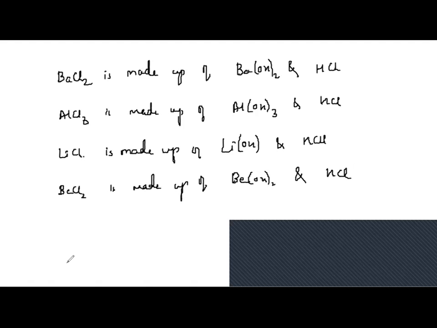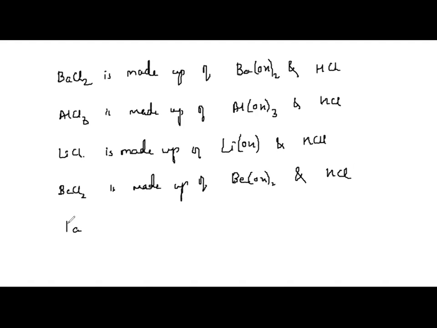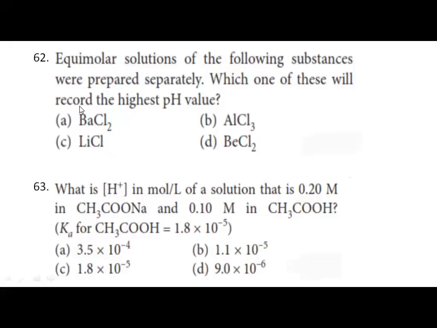barium hydroxide is the strongest base out of all the bases you have seen: barium hydroxide, aluminum hydroxide, lithium hydroxide, beryllium hydroxide. So therefore it will have maximum pH. Which one will record the highest pH? It is barium chloride. Barium chloride will record the highest pH, since it has the strongest base, so the pH value will be more.